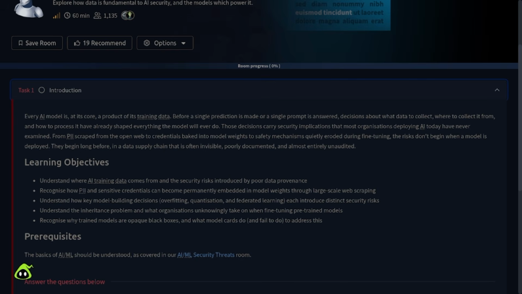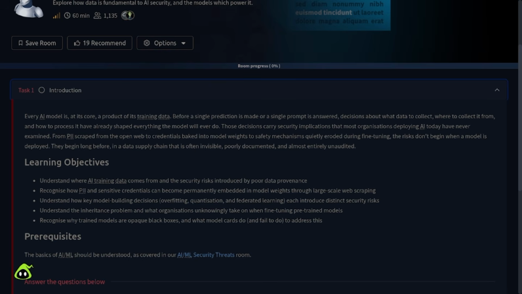Every AI model is at its core a product of its training data. Before a single prediction is made or a single prompt is answered, decisions about what data to collect, where to collect it from, and how it is processed have already shaped everything the LLM will ever do. Those decisions generally carry security implications that, in most organizations deploying AI today, have never been examined. So there is a security element when we are training on data. A lot of the time we aren't cautious about what data the model is trained on.